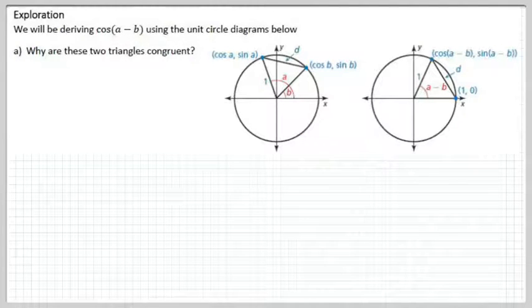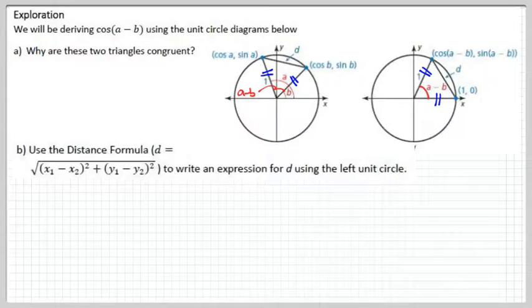Now, we're going to start off with these two circles. Two unit circles, two triangles within it. We have an angle of A and an angle of B here. So therefore we know that the angle right inside of here must be A minus B. And so we have the same congruent angle over on the right-hand side. We have a unit circle, so therefore these are all congruent to each other. And so by side angle side, the two triangles are congruent. And by CPCTC, we could say that D is congruent to D.